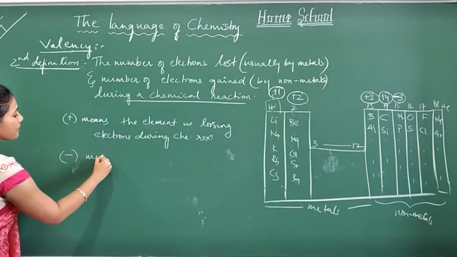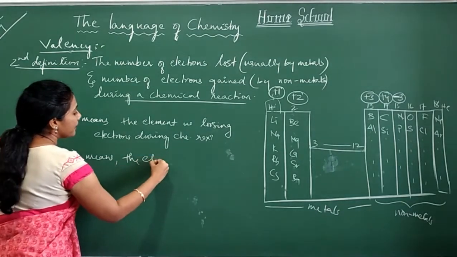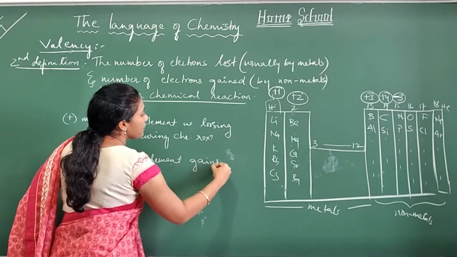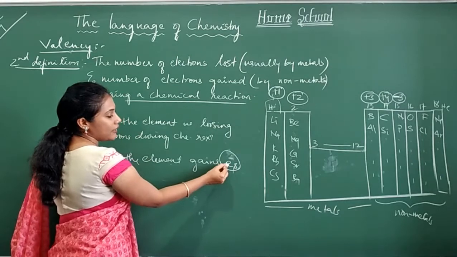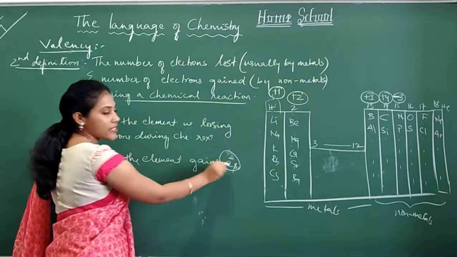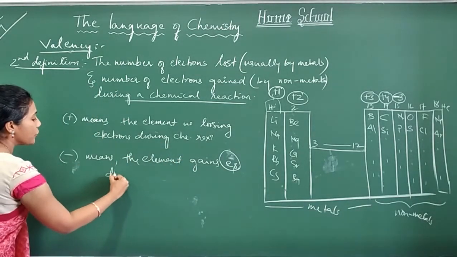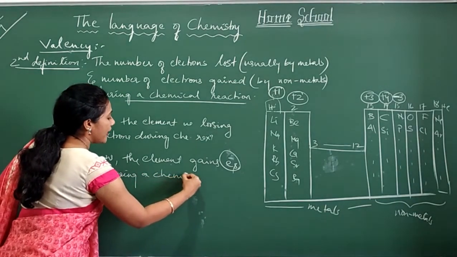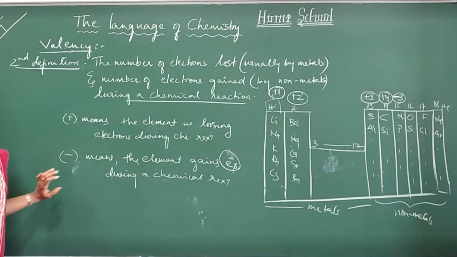Minus means the element gains electrons. This is a shortcut of writing an electron. Instead of writing a long word electron, I can use this symbol also here. So the element gains electrons during a chemical reaction. Then that is indicated with the sign minus here.